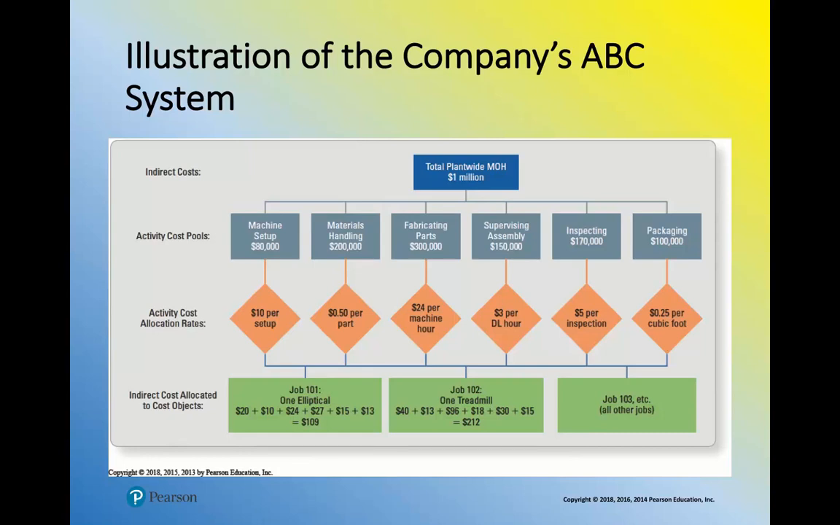So we have different activity pools now, and this time we have 6. So we started with 1, then we added a second one for departmental. Now we have 6. And again, there's no golden rule. There could be 6, there could be 3, there could be 5, there could be 10. Every company is going to have a different number of activities. Each activity cost pool has a different rate. And now we're going to allocate based off of the actual cost drivers for each one of these activities.